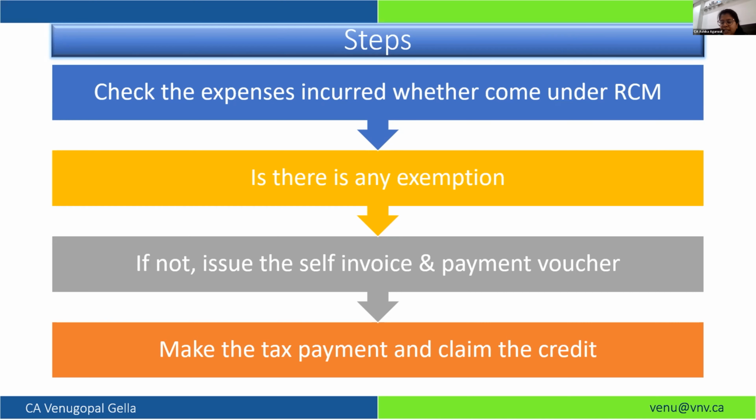Now, the second part is those on which no GST is charged. Where no GST is charged, you need to be very careful. You have to check whether any of the expenses on which no GST has been charged is covered under RCM or not. If covered, pay the tax. You always have to raise a self invoice in case of an RCM transaction, and a payment voucher. Raise that invoice, raise that payment voucher, pay the tax and claim the ITC of it.